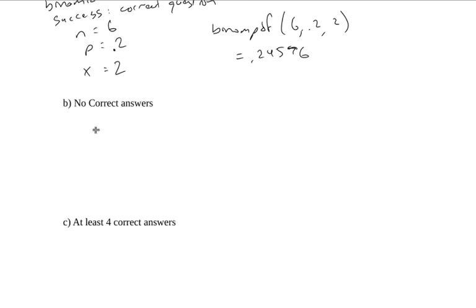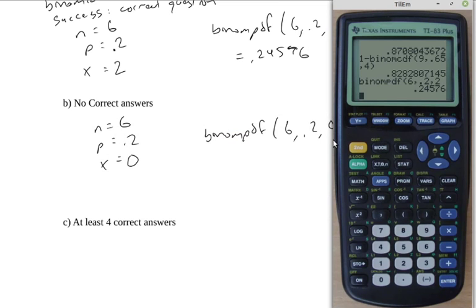Alright, so this is almost the same question. We get n equals 6 and p equals 0.2, but now the number of correct answers is 0, so this would be binomial PDF 6, 0.2, 0. So I'm going to just take my answer on the calculator, hit second enter, and change this 2 to a 0 for 0 successes. We get 0.262144.